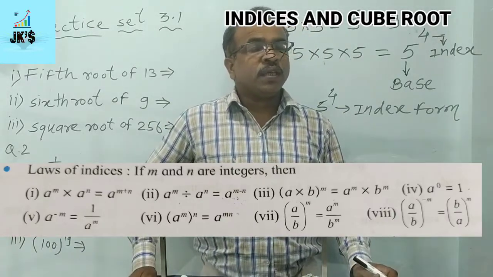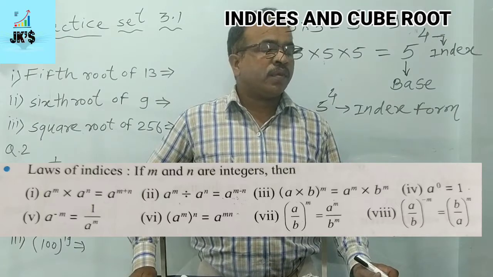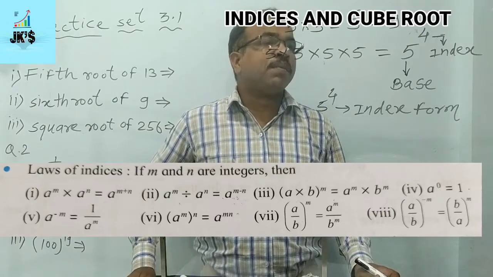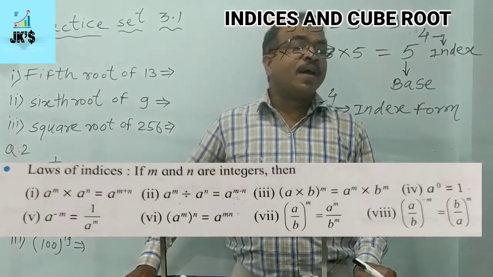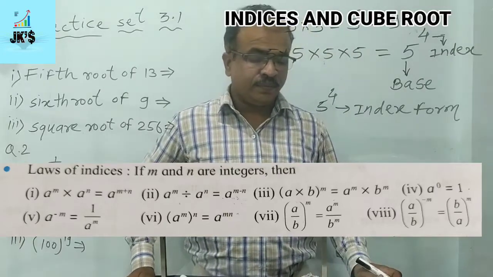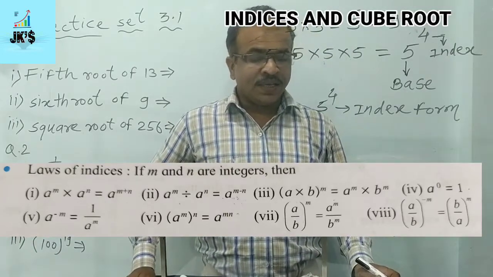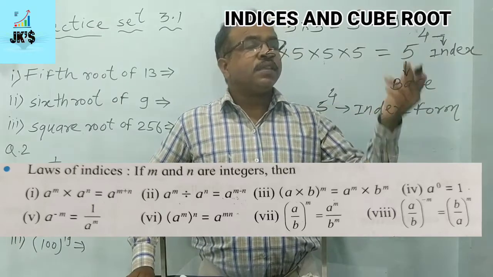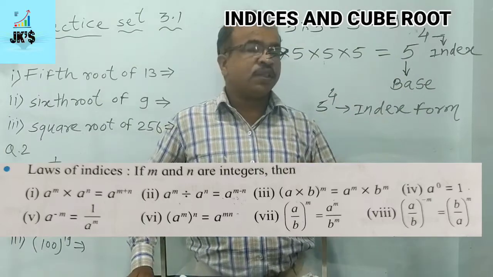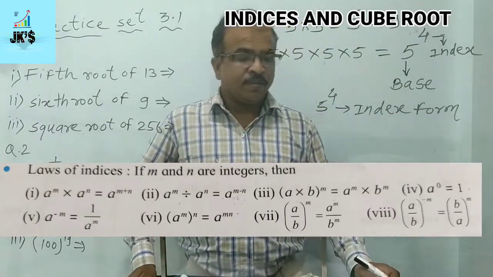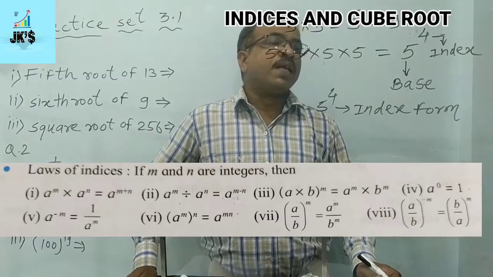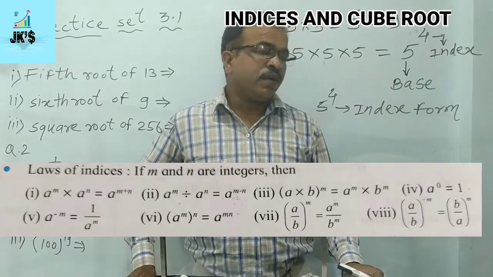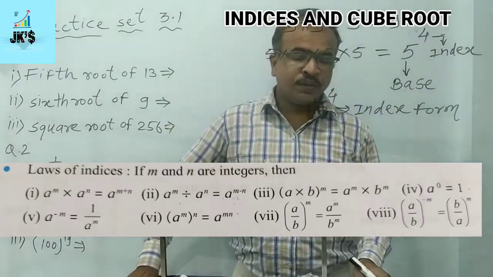Now next one, a upon b to the power m. Obviously m is common to both, so we separate it: a to the power m divided by b to the power m. Last one is a upon b to the power minus m. Then the index becomes plus, but we take the inverse of the base. Means a upon b to the power minus m equals b upon a to the power m. So the index becomes positive.